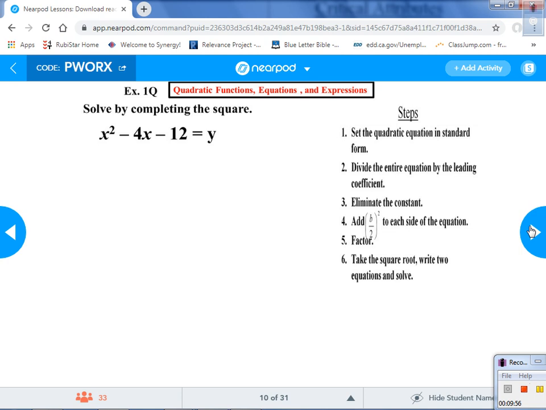You have an equation, example 1Q. It says solve by completing the square. X squared minus 4x minus 12 equals 0. I want you to copy that on paper. See if you can do that one by yourself. Follow the same process. I'll give you some time. I'll leave this one up here on my screen so you can see the process. Copy and go.